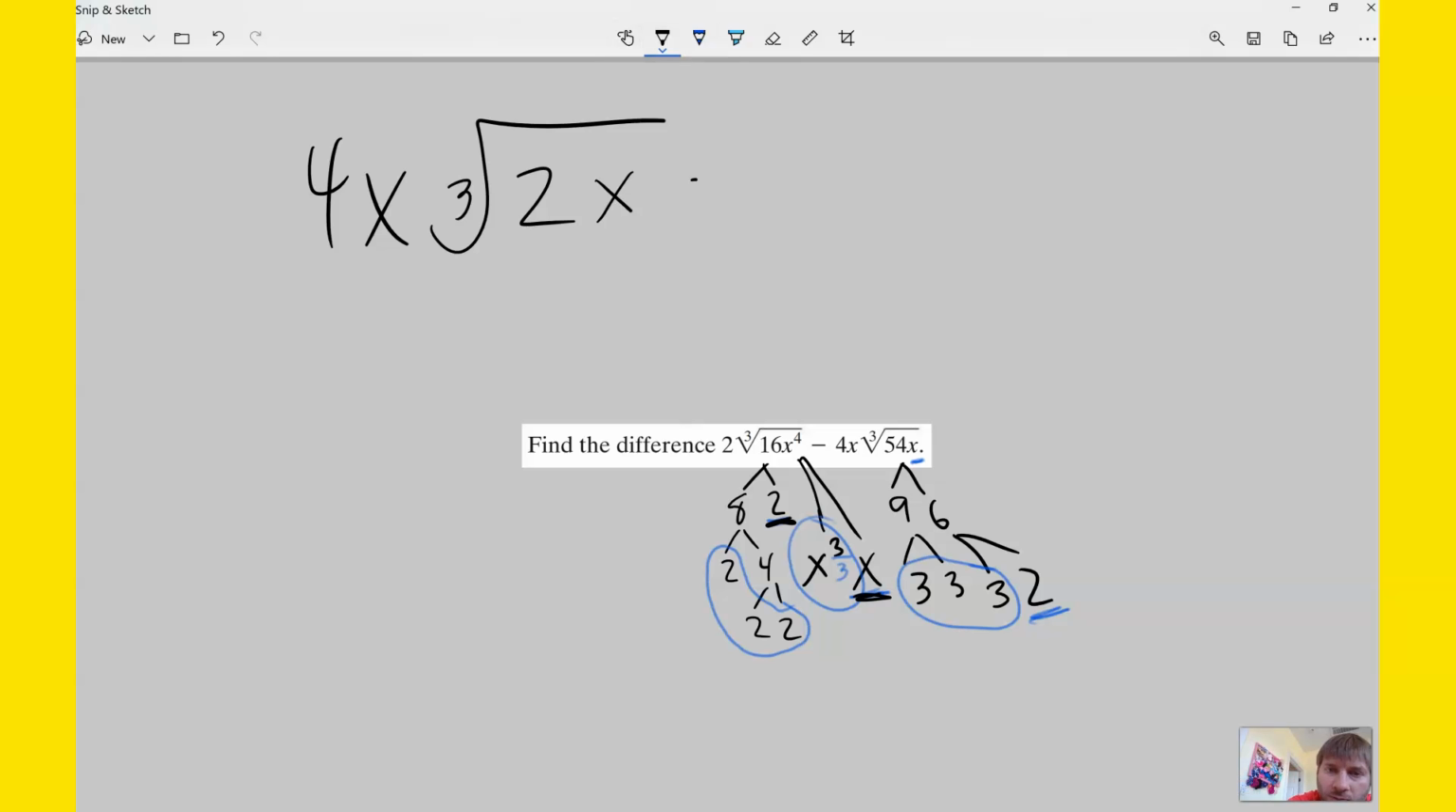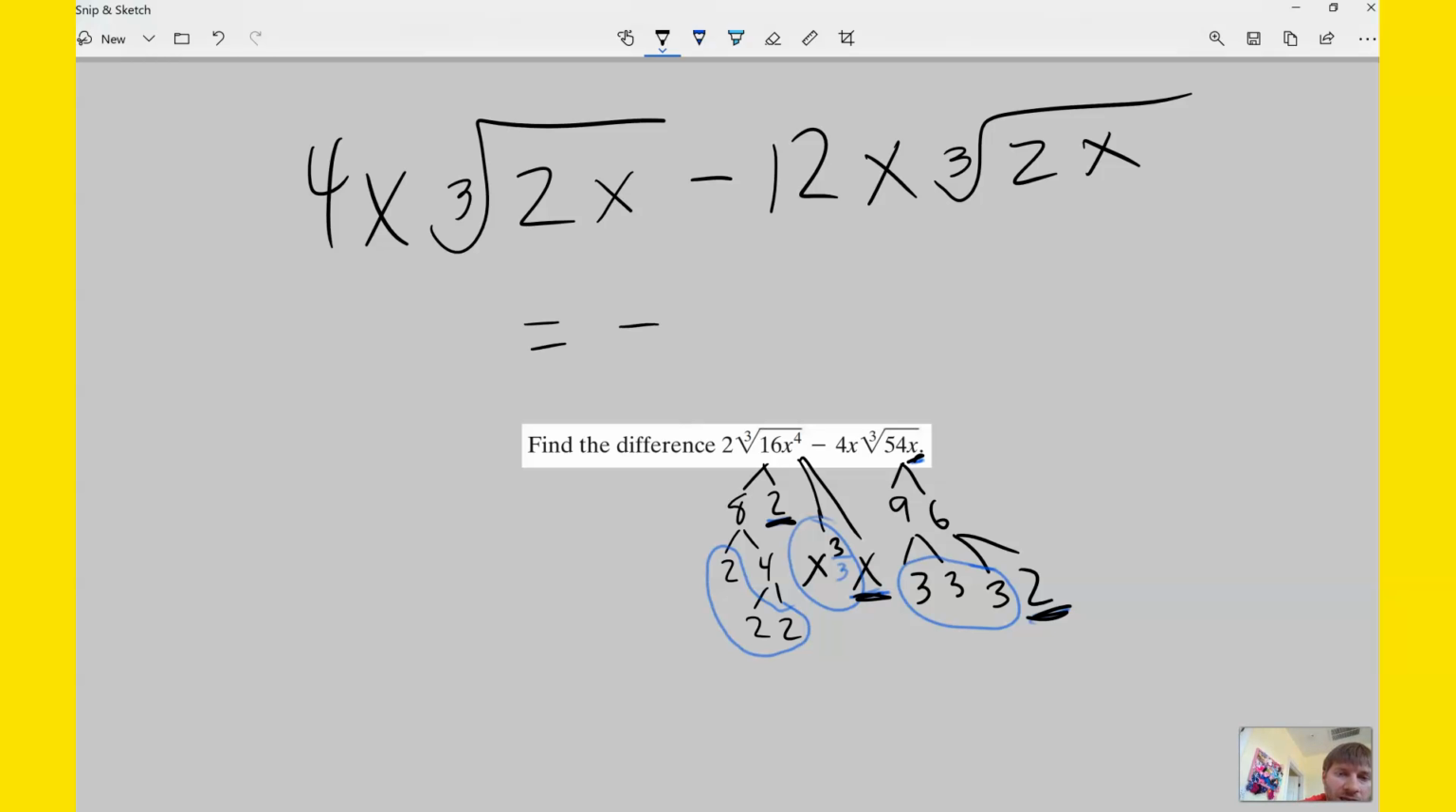So what is that going to give me? Minus, I've got a 4 out here, and I've got a 3 that's coming out there with it. So the 4 and the 3 makes 12. I've got an x already out there, and I've got a cube root. What's under the root? I've got that 2, and I've got that x, so 2x. Are they now like terms? Yes, they are. 4x cube root 2x minus 12x cube root 2x. 4 things minus 12 things makes negative 8x cube root 2x.